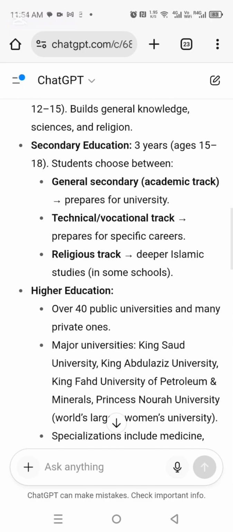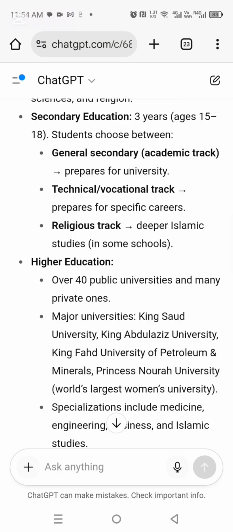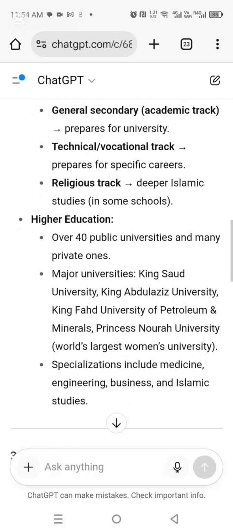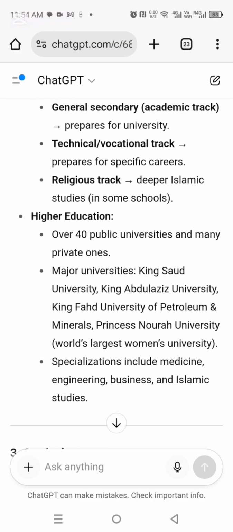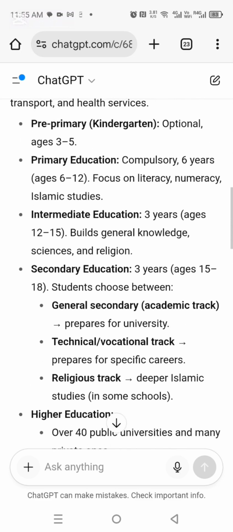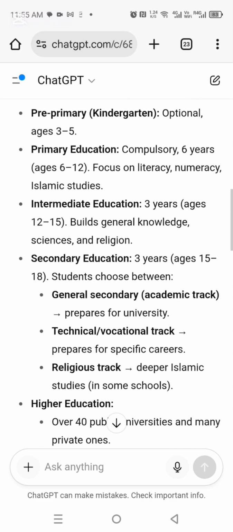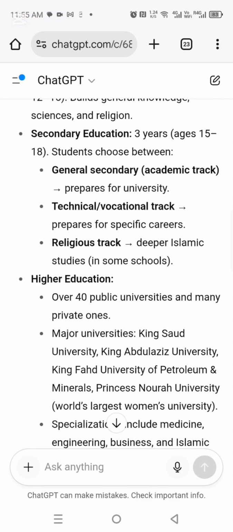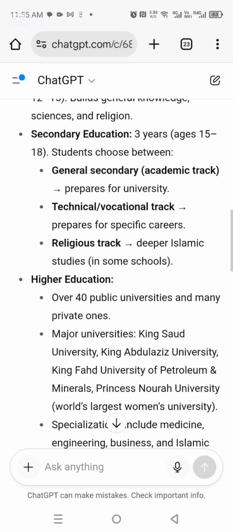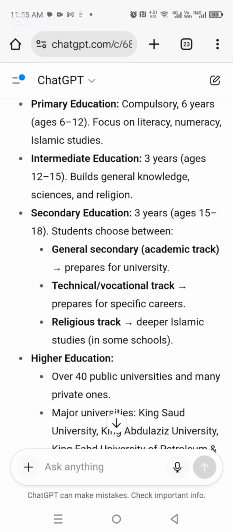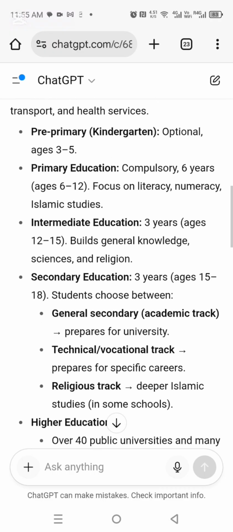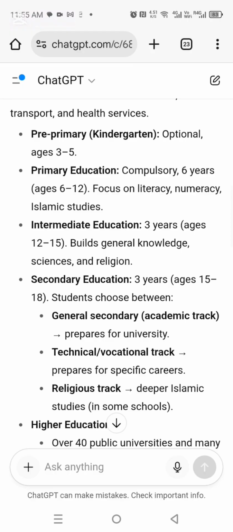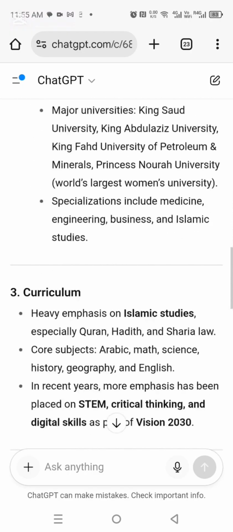Then we have the higher education, which is over 40 public universities and many private ones. These are the major universities, and specializations include medicine, engineering, business, and Islamic studies. So their structure is, I will say, the 6-3-3, and I think 4, depending on the course, because medicine and engineering can take 7. So it's 6-3-3-4. I think for Kenya it's 3-4-3-3-3-3, I'm not sure.